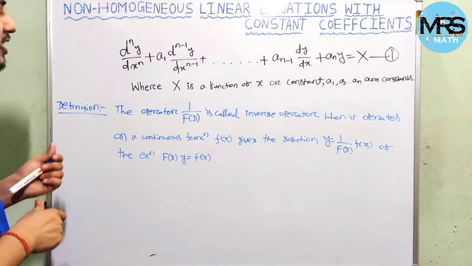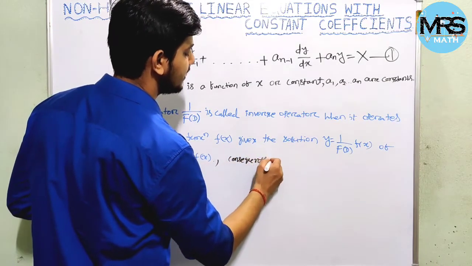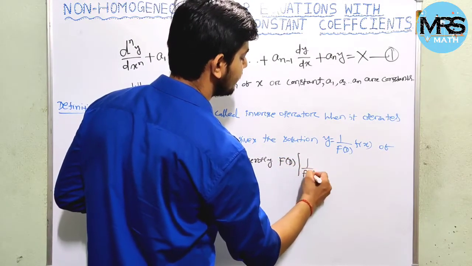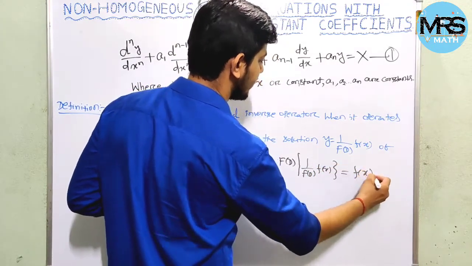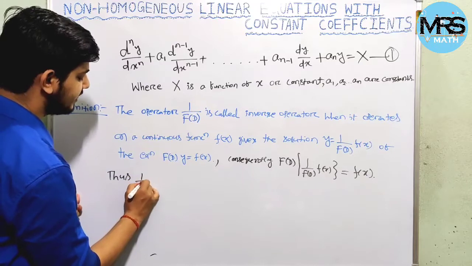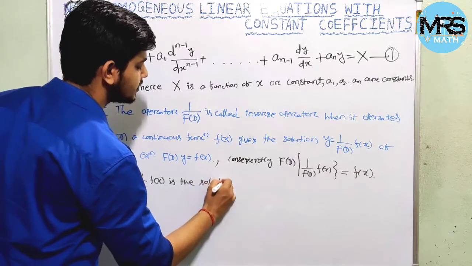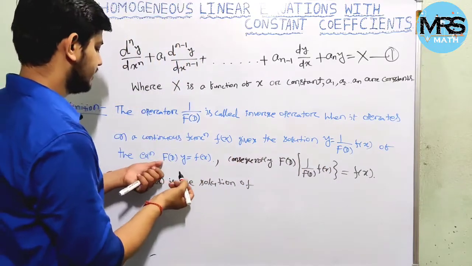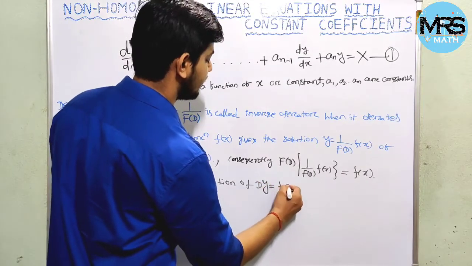What does it mean? It means consequently that f of d into 1 over f of d into f of x is equal to f of x, right? So thus 1 by d f of x is the solution of this, dy equal to f of x, right?